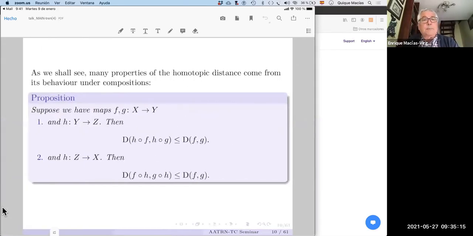As we shall see, many properties of the homotopic distance come from its behavior under compositions. If you have two maps F and G and you compose them on the left by another map H, then the distance of the compositions is less than or equal to the distance between F and G. And the same is true if you compose on the right. This result will be very useful in many proofs too.